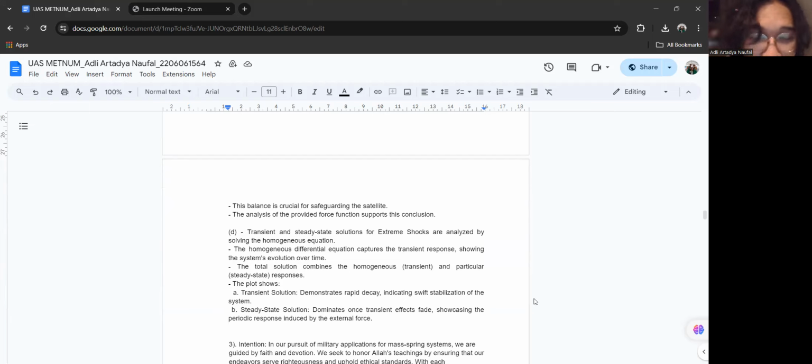To answer B, the transient and steady state solutions for extreme shocks are analyzed by solving the homogeneous equation. The homogeneous differential equation captures the transient response, showing the system evolution over time. The total solution combines the homogeneous and particular response. The plot shows A, the transient solution, demonstrating rapid decay, indicating swift stabilization of the system. And B, the steady state solution, dominates once transient effects fade, showcasing the periodic response induced by the external force.